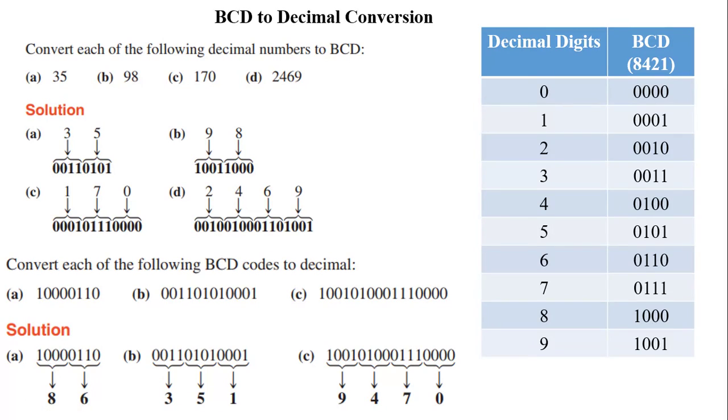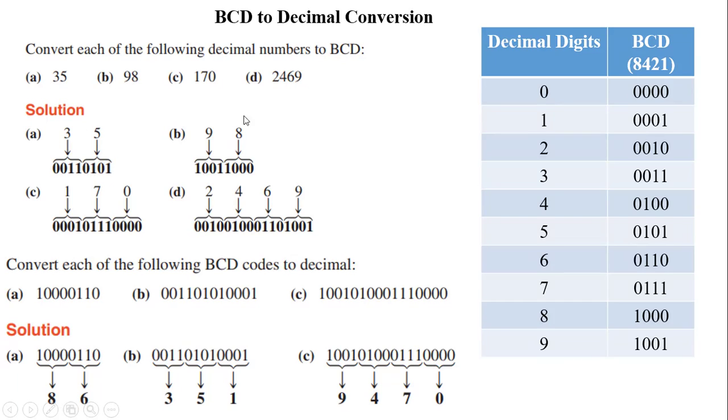BCD to decimal conversion is very simple. Replace each decimal digit by its 4-bit binary BCD. So to convert 35 to BCD, the BCD of 5 is 0 1 0 1. This is the BCD of 5, and the BCD of 3 is 0 0 1 1. So convert this 3 to its BCD, replace it by its 4-bit binary or BCD 0 0 1 1. So this is 35 in decimal, and this is the BCD code of 35.